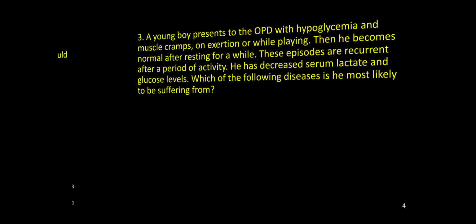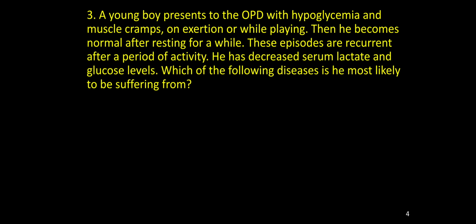Now another MCQ, which is also case based. A young boy presented to the OPD with hypoglycemia and muscle cramps on exertion or while playing. Then he becomes normal after resting for a while. These episodes are recurrent after a period of activity. He has decreased serum lactate and glucose level. So definitely hypoglycemia is there. Which of the following diseases is he most likely to be suffering from? There is a typical situation which is explaining the hypoglycemia.